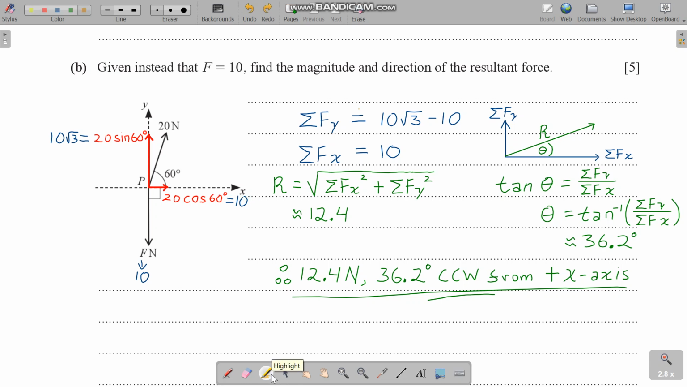So if you don't describe the direction like this, if you only stop here, you will lose a mark.